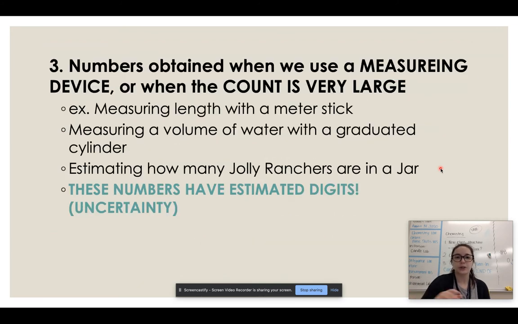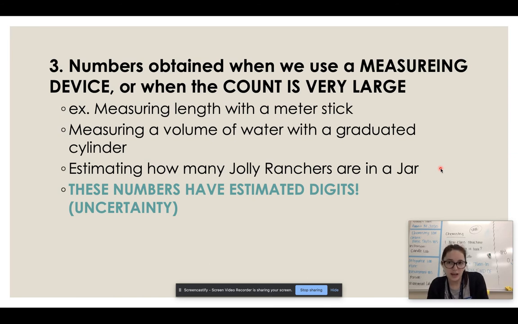The third number is obtained when we're using a measuring device or when we count something that's very, very large. What I mean by that is I'm measuring the length with a meter stick. The length that I'm measuring, I can make an estimated value. Or if I'm measuring volume of water, or if I'm estimating how many Jolly Ranchers are in a jar. These numbers have estimated digits because they're uncertain.